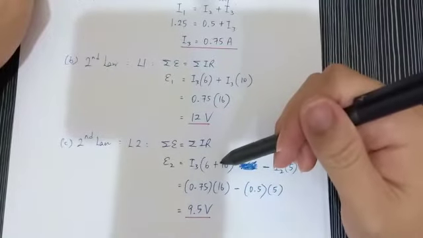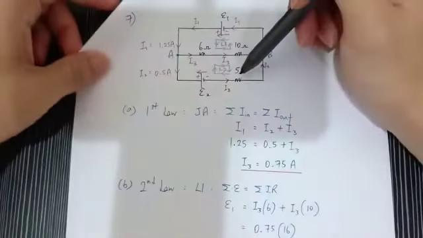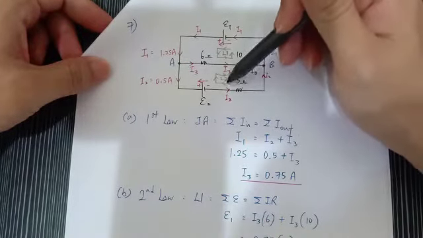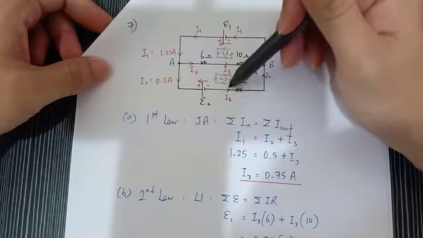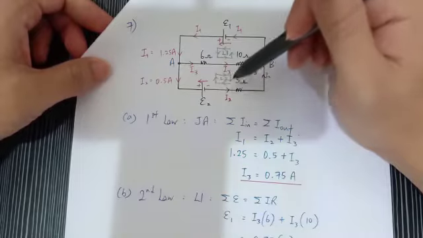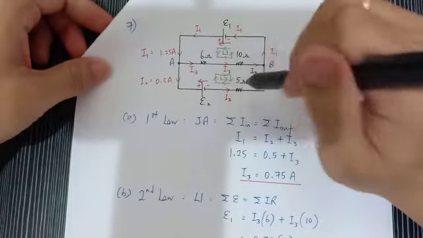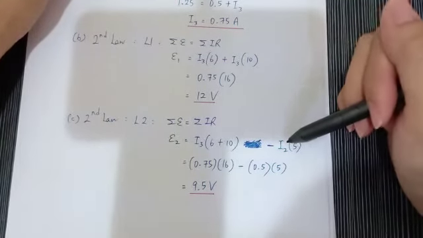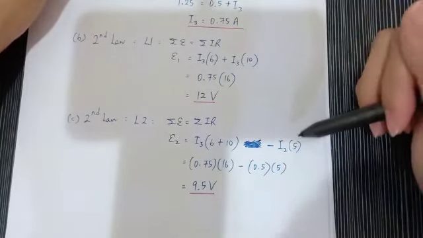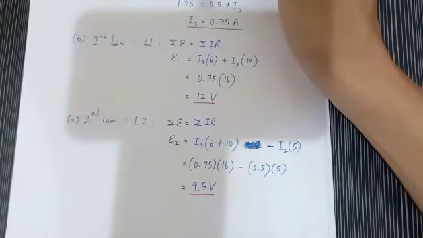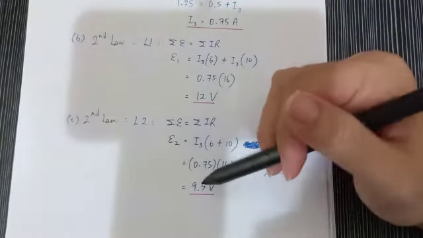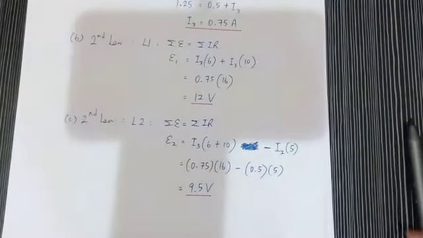Now how about the 5 ohm? The current passing through 5 ohm is I2. I2 is opposite to the loop. You see? I2 goes to the right, then the loop goes to the left. So this I2 times 5 is negative. So you get negative I2 times 5. So we get E2 is 9.5 volts. So that's the answer.